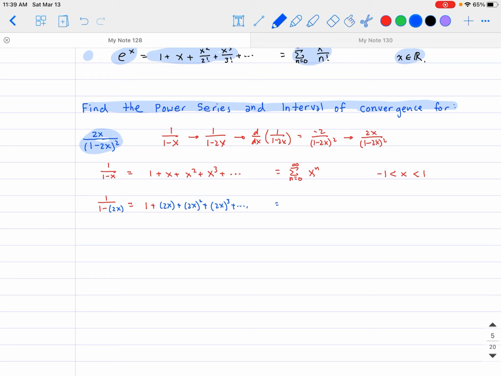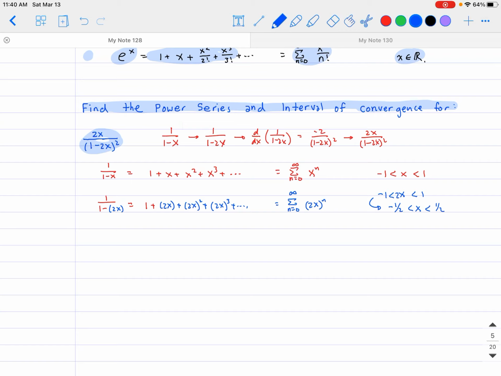In terms of how that changes this part right here, that's going to be the summation from n equals 0 to infinity of (2x) raised to the nth power. My interval of convergence is going to change exactly the same way too, because I'm replacing all the x with 2x. So -1 is less than 2x, which is less than 1. Now that modifies my interval of convergence so that it's -1/2 is less than x is less than 1/2. So there you go. That's going to be my first modification because of what I just did.